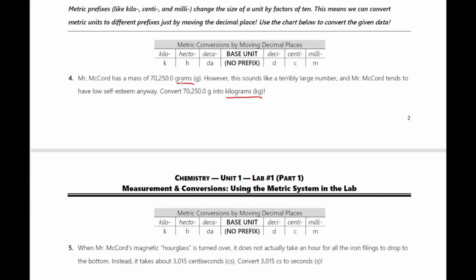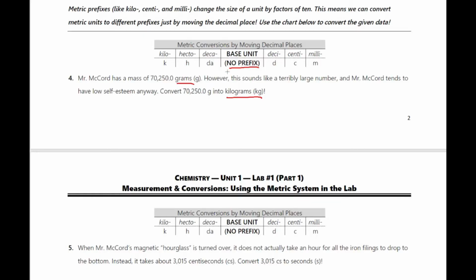Okay, now grams is what we call a base unit. It has no prefix on it, so we're going to be starting here. Other base units include meters, liters, seconds, and joules. I might have said one twice. Anyway, all of those are base units, no prefix.